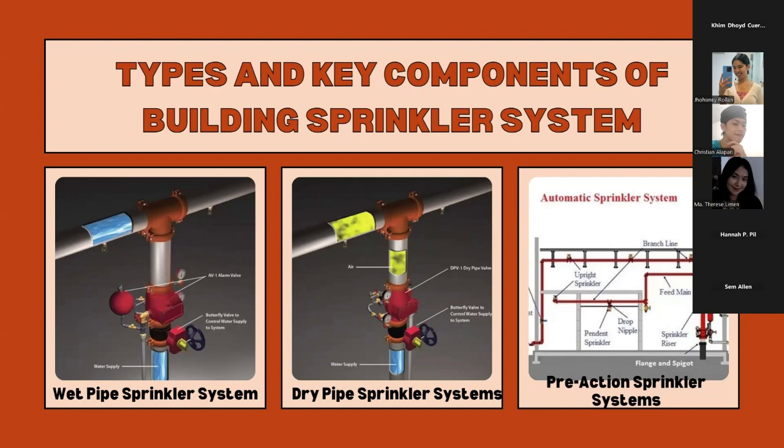This system combines features of both wet and dry pipe systems. It has a two-step process to release water. Initially, the system is filled with air or nitrogen. The pre-action valve remains closed until a fire detection device such as a smoke or heat detector is triggered. So once activated, the valve opens, allowing water to fill the pipes.